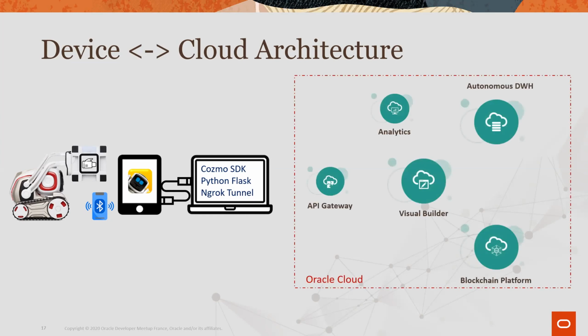And in the cloud, we have some components. The most important things that I will go to are Visual Builder, blockchain platform, and autonomous data warehouse a little bit. Besides that, we have two other cloud services here, Analytics Cloud and API, the new API gateway. In our autonomous data warehouse, we have stored all the information from the parts that are available. We have the type, the part, and also information like manufacturer, for example. So it's the master data, which you can usually find in a PIM system.